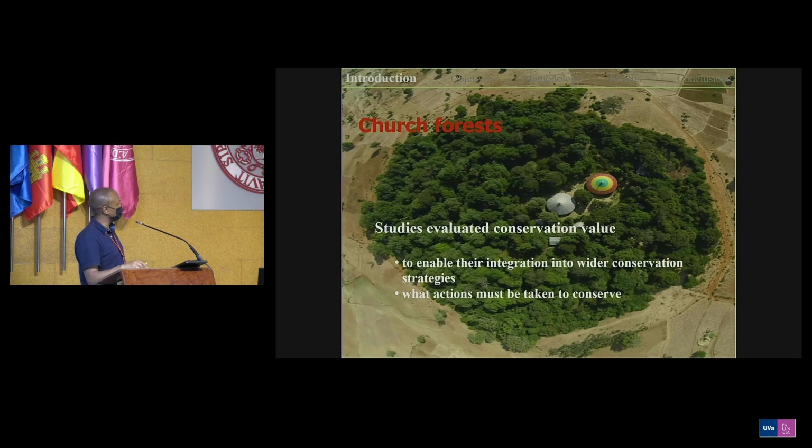So these church forests are conserved because of the spiritual or religious value associated with them. This is because these forests serve as a monastery and also a graveyard for Christian believers.